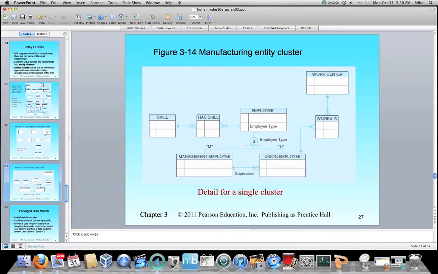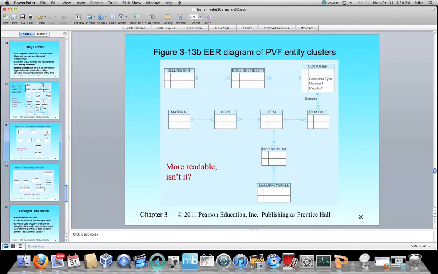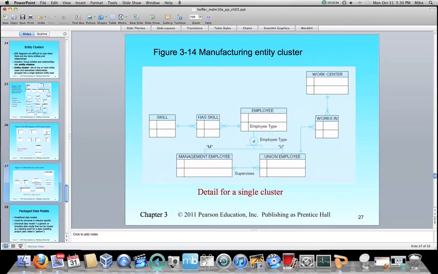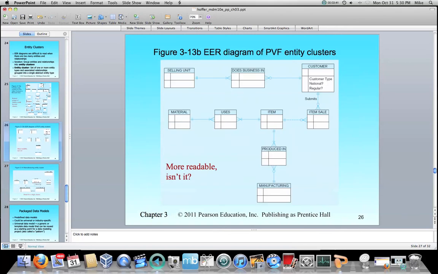And here is another example of a manufacturing entity cluster. We have work center, works in, employee, and again we have management employee. When you look at your manufacturing, which is down here at the bottom, the last one, if someone is interested in manufacturing, we can go and look at the manufacturing entity cluster and break that back out into its detail. So this would be someone at the project level, and this is someone looking at it from the enterprise level.